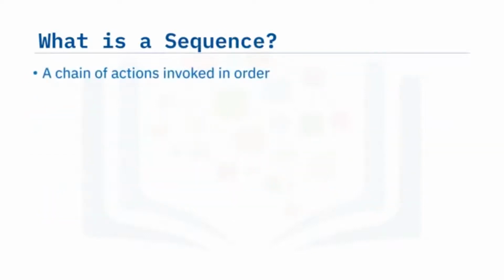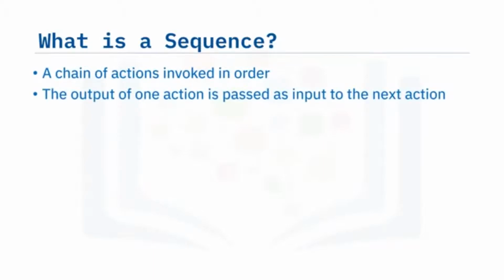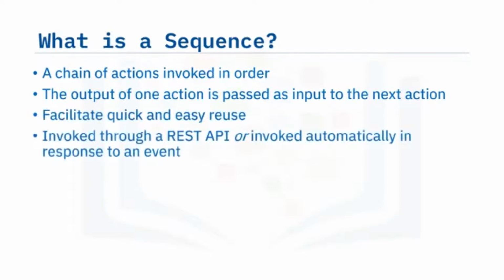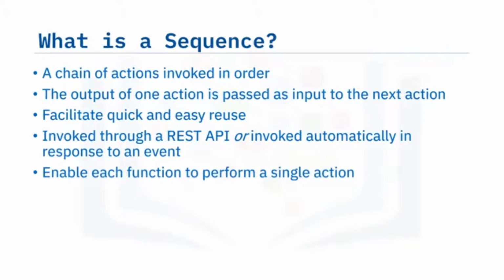A sequence is a chain of actions invoked in order, where the output of one action is passed as input to the next action. Actions can be chained together into a sequence without having to write any code. By creating a sequence, you can combine existing actions for quick and easy reuse. A sequence can then be invoked just like an action through a REST API or automatically in response to events. In this way, sequences are effectively just actions. Sequences are beneficial since it is a best practice for a function to perform a single action instead of multiple actions.